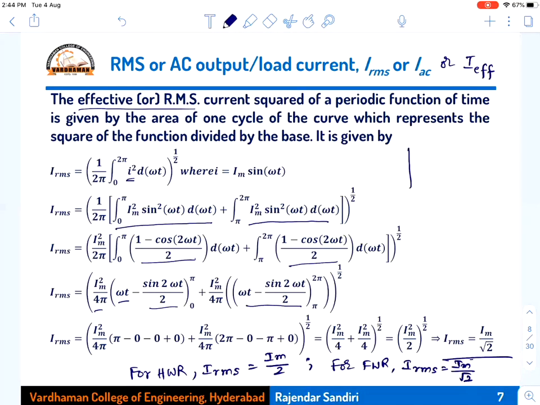Generally, the full wave rectified waveform will be like this. I can take this as the current waveform. So you will get the output current of a full wave rectifier like this, from 0 to pi, pi to 2 pi. This is IL. Now, what I have taken is one full cycle of the input, which is 0 to pi. One full cycle of the output is also 0 to pi.